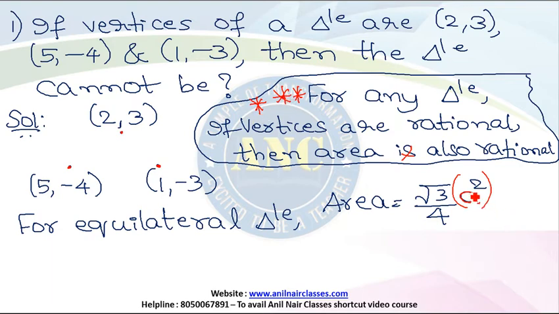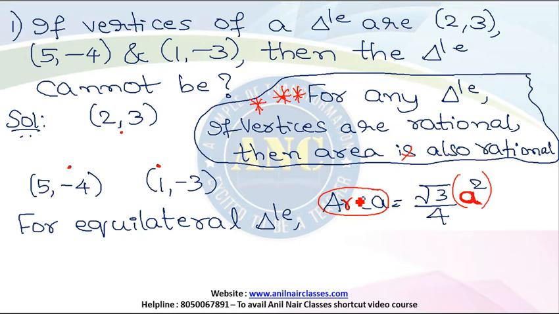That means, suppose I substitute a with some rational number, 2 or 4 or 6 or whatever it is. Will the area be a rational number? No, area will become an irrational number. That means for any rational value of a, for an equilateral triangle, the area is an irrational value.